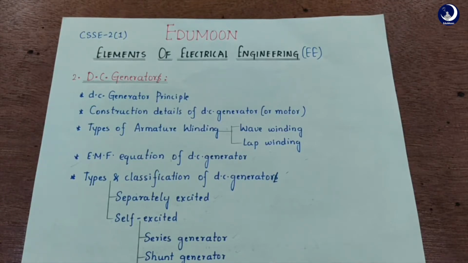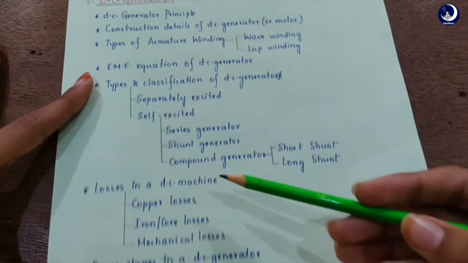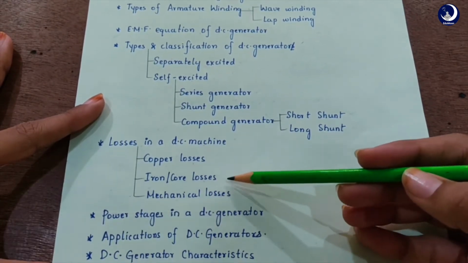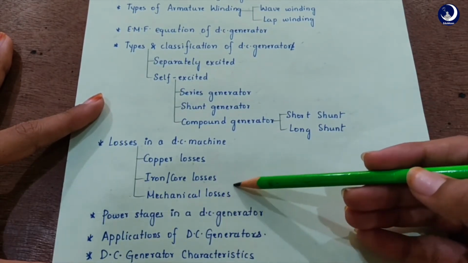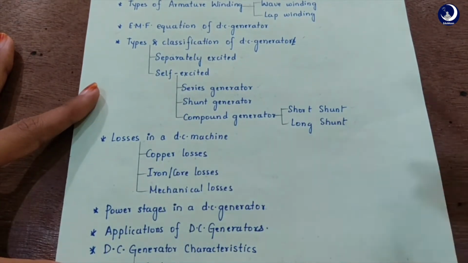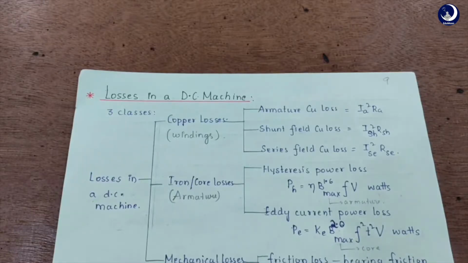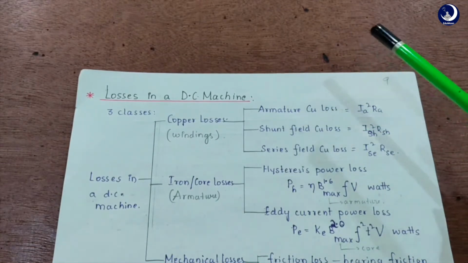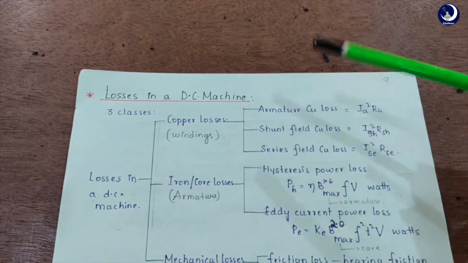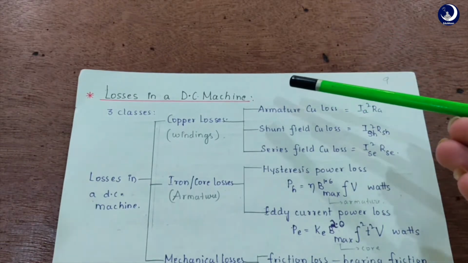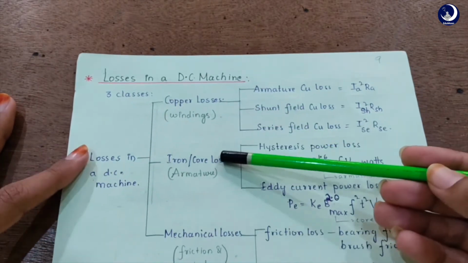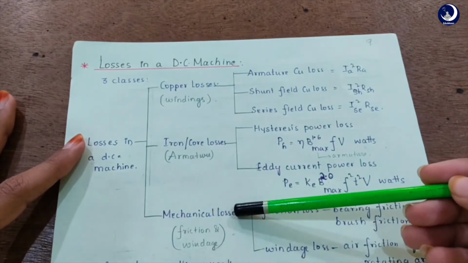In this lecture, we are going to study about the losses in a DC machine. That is about copper losses, iron or core losses, mechanical losses and power stages in a DC generator. Losses in a DC machine. DC machine here means both the generator and the motor too. So the losses in a DC machine can be classified into three. They are the copper losses, iron or core losses and the mechanical losses.